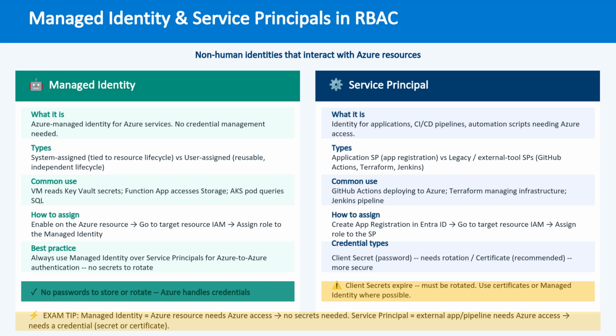Workload identity federation, the newest approach. GitHub Actions can directly federate with Entra ID, no secret needed. This is the future direction.